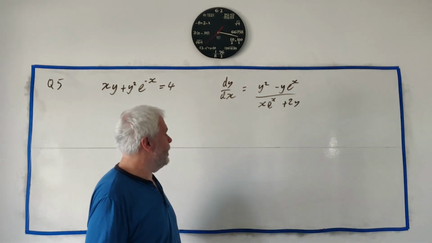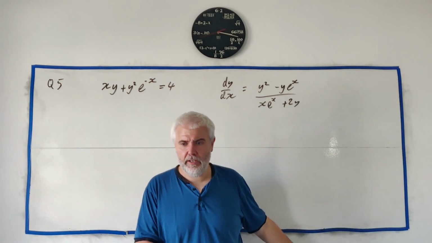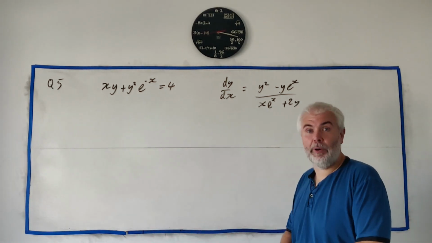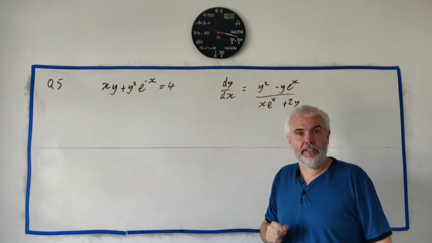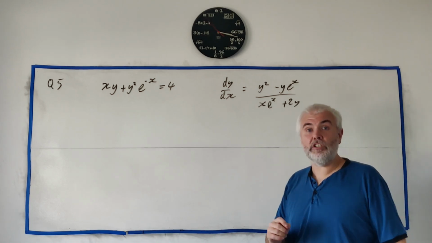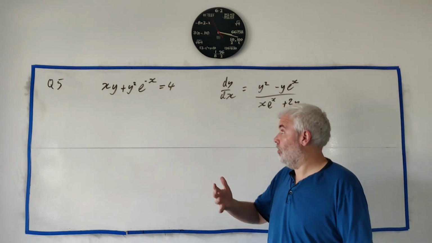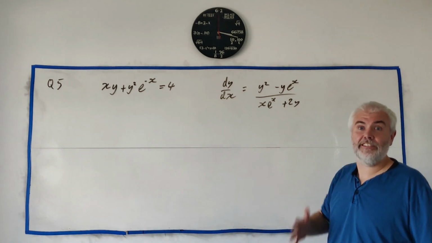Anyway, let's move on to part B. Also remember in part B, if you weren't able to do part A, you're back in the game. All you need is these two equations and they gave you that in part A. So even if you didn't get anything in part A, you can do part B. They want you to find the gradients of the tangent to the curve. This is the curve. The gradient is this. dy/dx is the gradient.